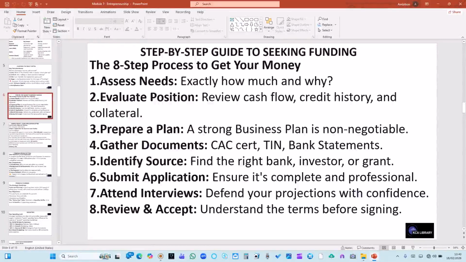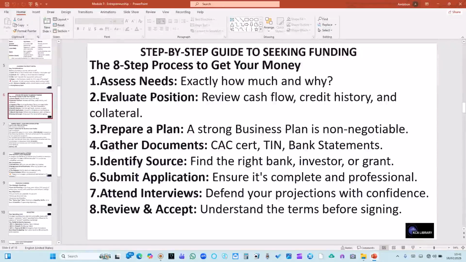There is an 8-step process to get your money. Number 1, you have to first assess your need. You have to assess exactly how much you need and why you need the money. Number 2 is evaluation of position. Review your cash flow, your credit history, as well as your collateral. Number 3 step is you now prepare your plan. A strong business plan is non-negotiable. Number 4 is gather your documents like CAC certificate of incorporation, your TIN, that is tax identification number, as well as your bank statement.